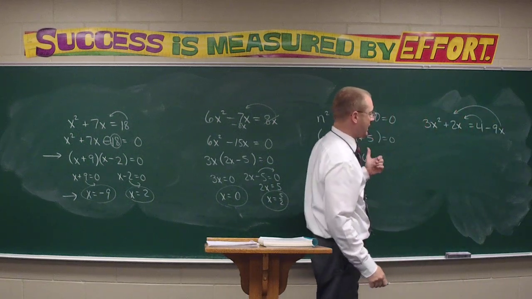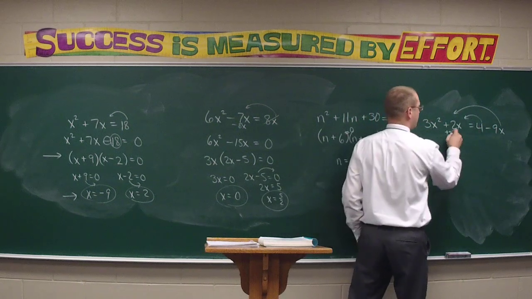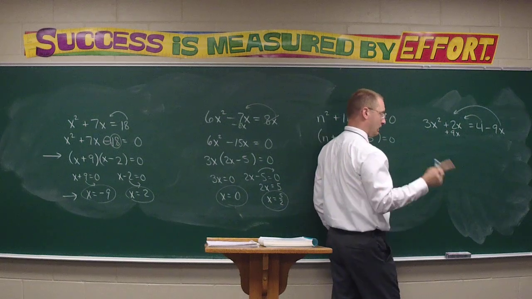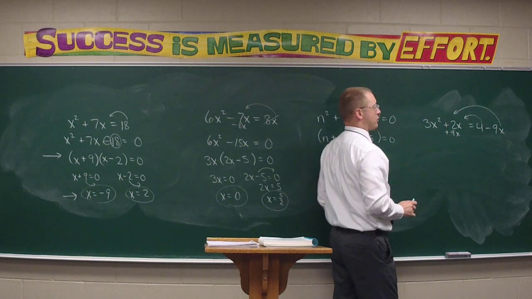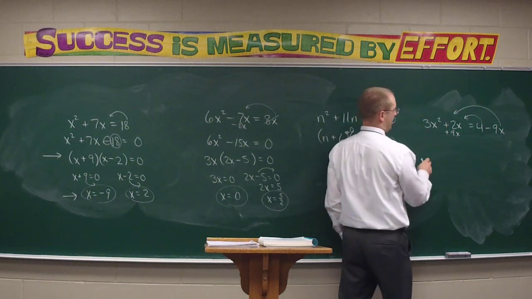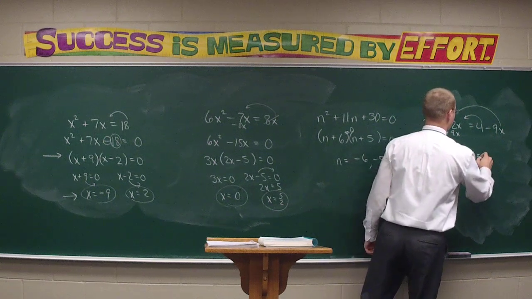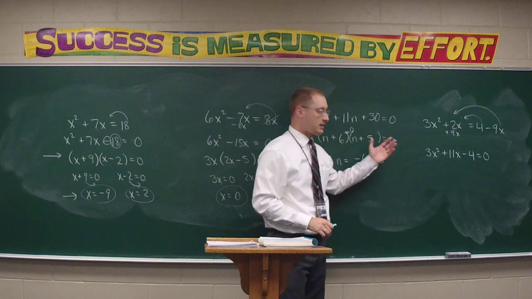Also bring the negative 9x over. When the 9x moves over, it becomes a positive and it combines with the 2x to get positive 11x. The 4 comes over as a negative. It combines with nothing. There's nothing to combine with the 3x squared. What's my equation now? 3x squared positive 11x negative 4 equals 0. There we go. And now that it's set equal to 0, what's our next step?